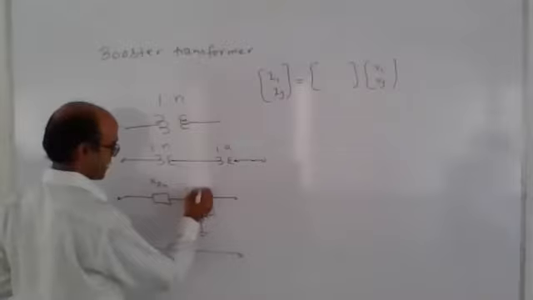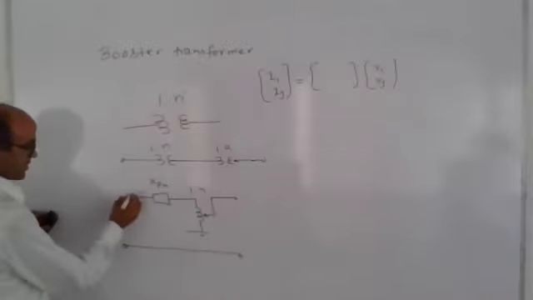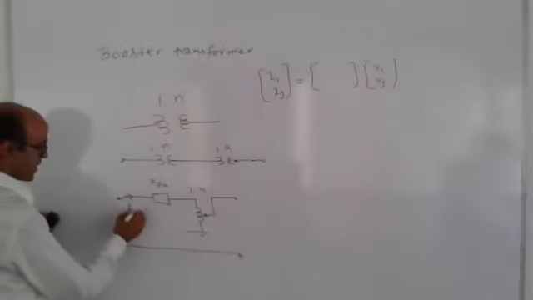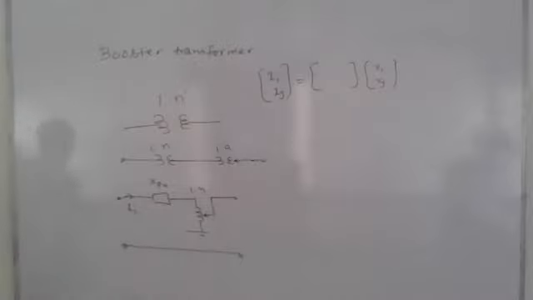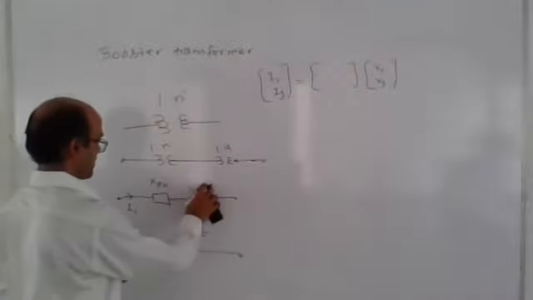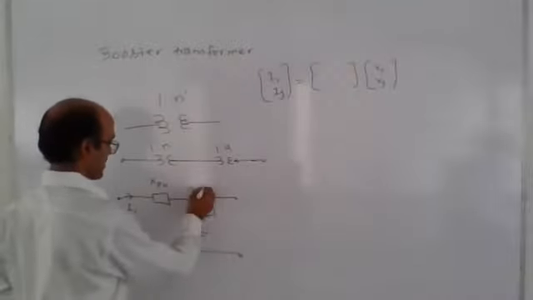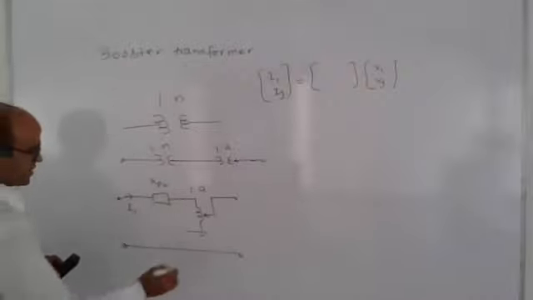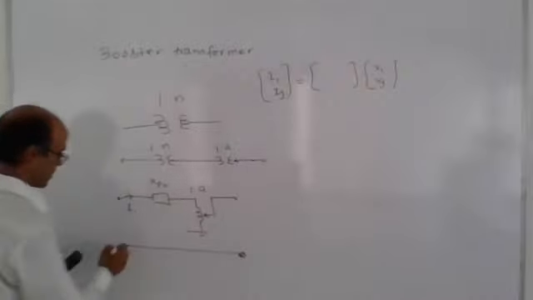Here is 1:2. Here the current is I1, the injected current. So this is 1:2 A. Now we will find the parameters of this transformer.